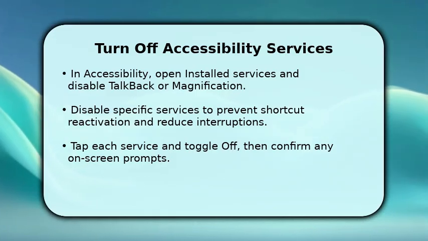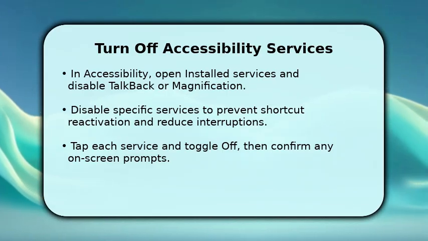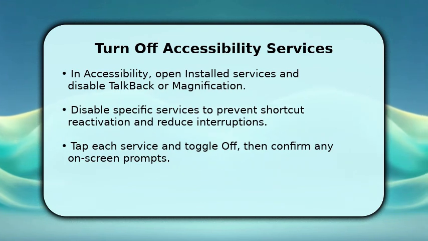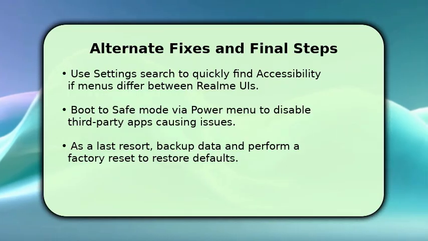Repeat for every accessibility service you do not use to prevent accidental reactivation of features. Close Settings after finishing to apply the changes immediately. If menus differ, use the settings search bar and type Accessibility to find options.